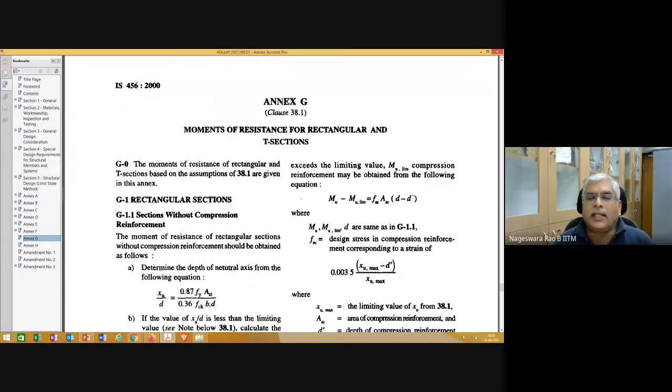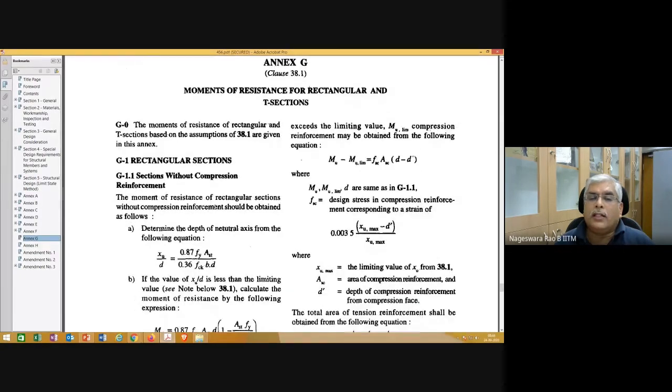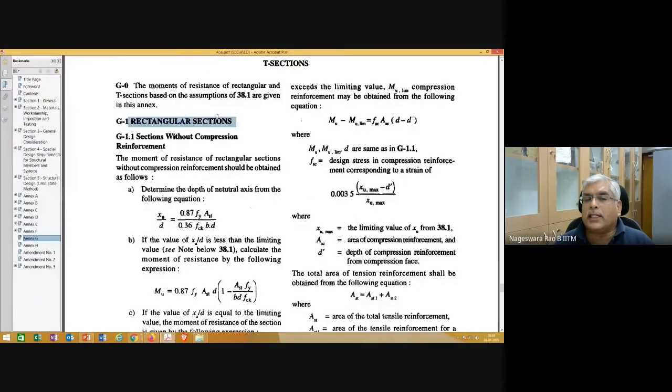Okay, so let's read this. Moments of resistance for rectangular and T sections or flanged sections. The moments of resistance of rectangular and T sections based on assumptions given in 38.1. It's nothing but the assumptions under limit state of collapse in flexure. So for rectangular sections, that's what we looked at today, and sections without compression reinforcement, that is what we looked at today. The moment of resistance of a rectangular section without compression reinforcement should be obtained as follows.